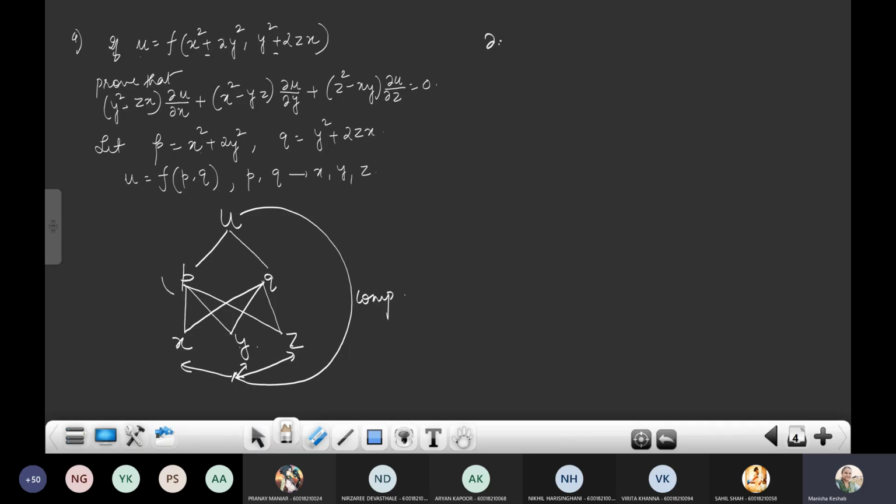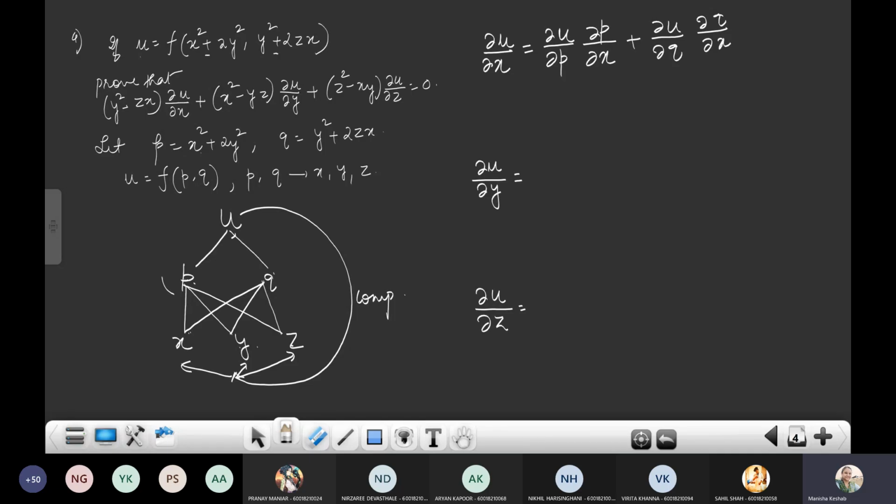So we know that we can easily find del u del x, okay? Then we can find del u del y, and we can find del u del z. Right? So what will be my del u del x? So I have to consider all the possible paths that lead to x. So it will be del u del p, then p with respect to x plus del u del q, and then q with respect to x.